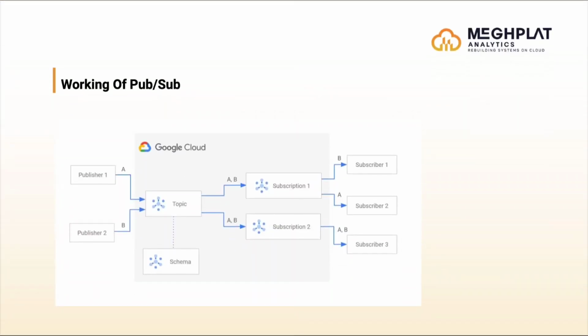The message from the publisher first goes to the topic. The topic routes the message to all the subscriptions that are interested in that topic. The subscriptions receive the message and process it and send it to the subscriber. The subscriber acknowledges the message and the message gets deleted from the database. It is as simple as that.